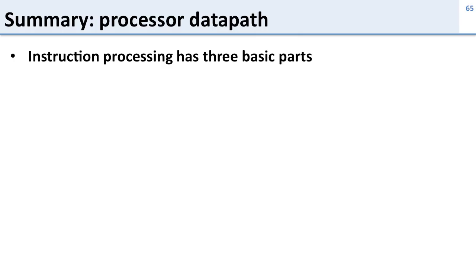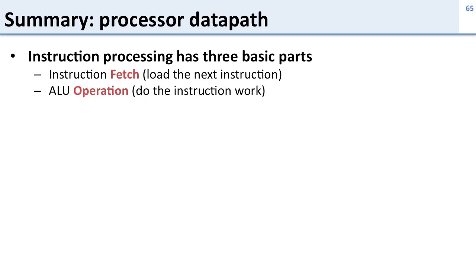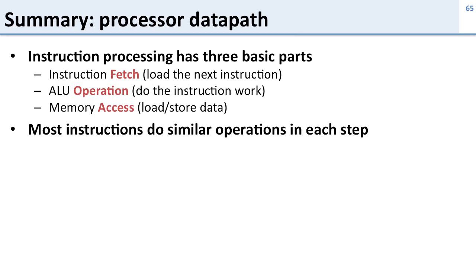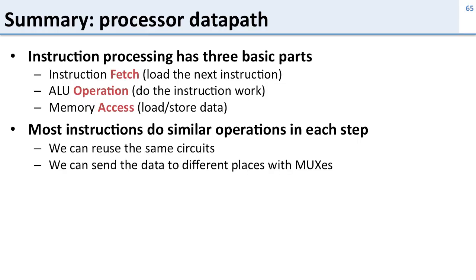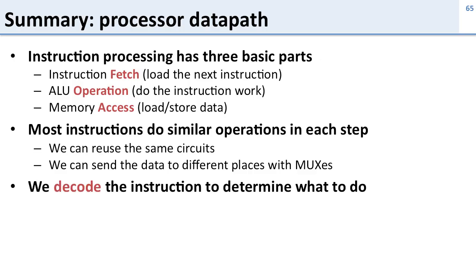So we've talked about 3 basic parts of instruction processing. How we fetch the instruction, that is we get the next instruction we're going to use. We do an ALU operation, that is doing the work, and we may do a memory access for loading and storing the data. We've talked about how most instructions do similar operations in each step. We can reuse a lot of the logic, and we can do the same things for most of them. So this makes it easier to design the circuits. We just need to hook them up in different places with the muxes and make sure we send the right results to the right place for the right instructions.